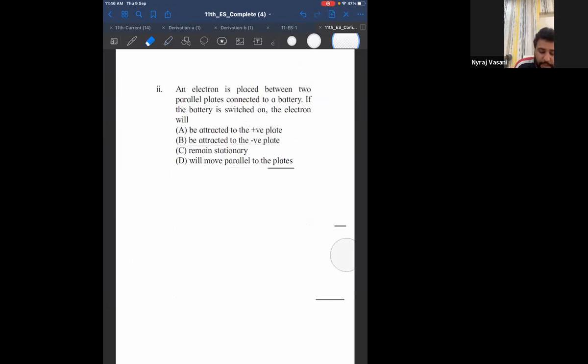So in that particular case, what will be the answer? In that particular case, the answer will be, it will be attracted to the positive plate. Is it clear? Easy question? Okay.